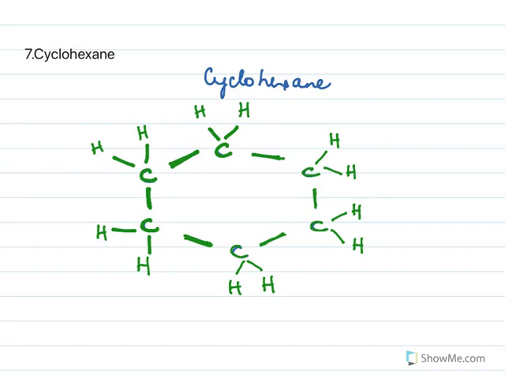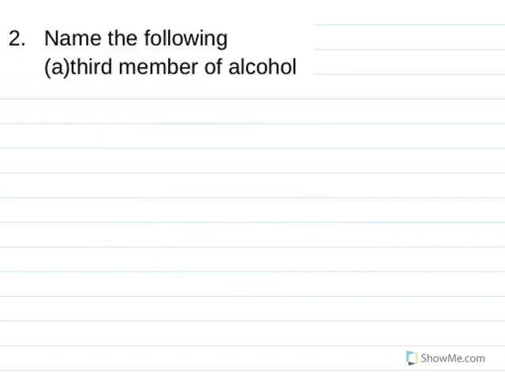Every time you write a structure, make sure every carbon has got 4 arms. Here let's check this carbon, 1, 2, 3, 4 arms. See next carbon, 1, 2, 3, 4 arms. In this manner you've got to check all your carbons.